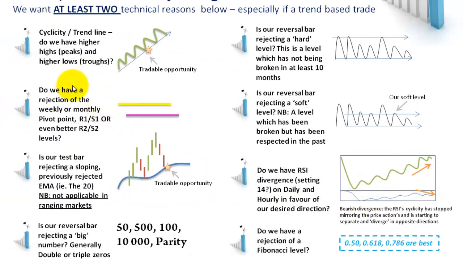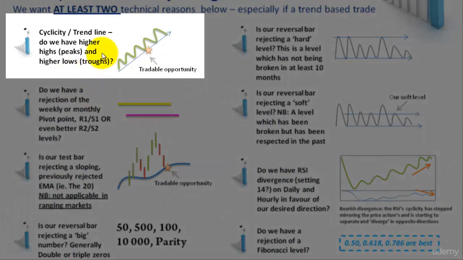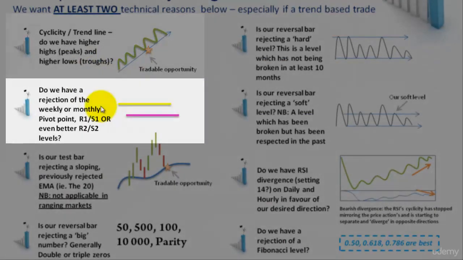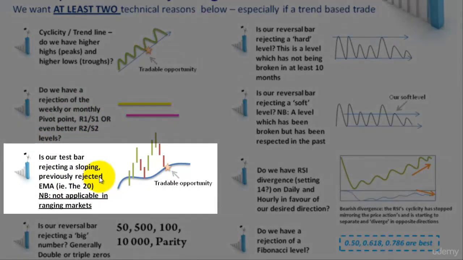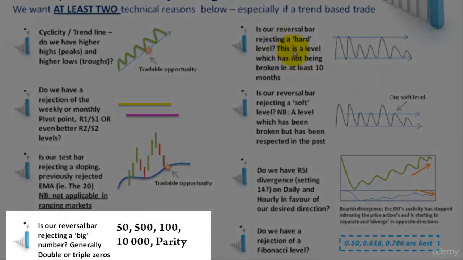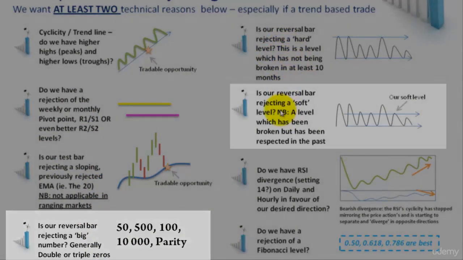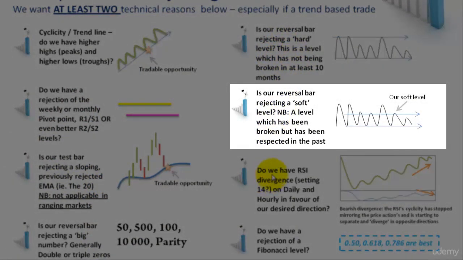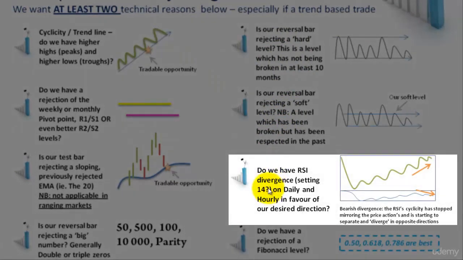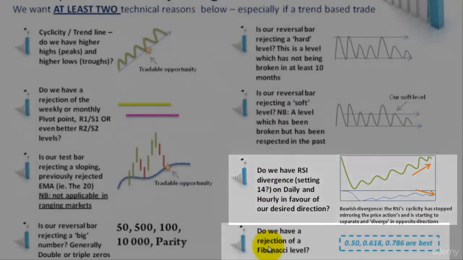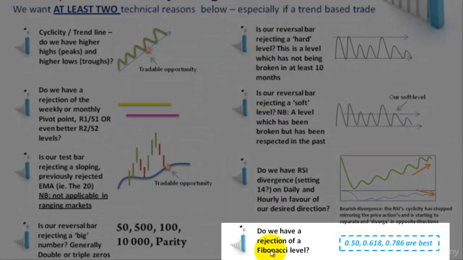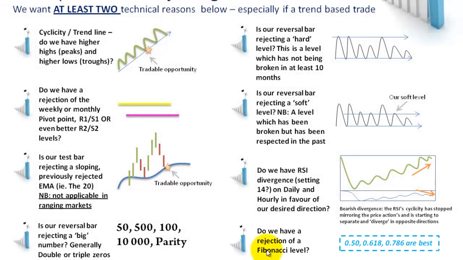This could be a trend line, i.e. with cyclicity, a rejection on the weekly or monthly pivot, R2 or S2. Are we rejecting a moving average, a big psychological number? Or are we rejecting a hard level? It could be a soft level. We could have divergence on the daily, and we could have it on the hourly as well. Or do we have a Fibonacci rejection, 0.5, 0.618, or 0.786 at those Fibonacci retracement levels?